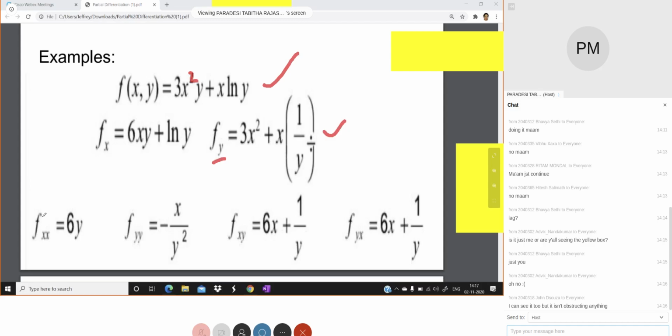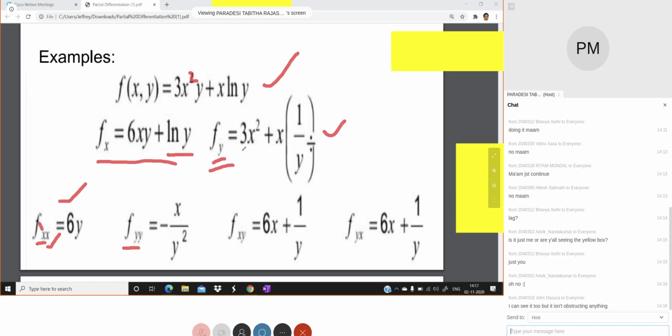Next, we want to differentiate fx with respect to x. So go to fx and differentiate this with respect to x. So 6xy with respect to x is 6y because derivative of x is 1. And this term doesn't even have an x, so the derivative of a constant term is 0. So fxx is 6y.